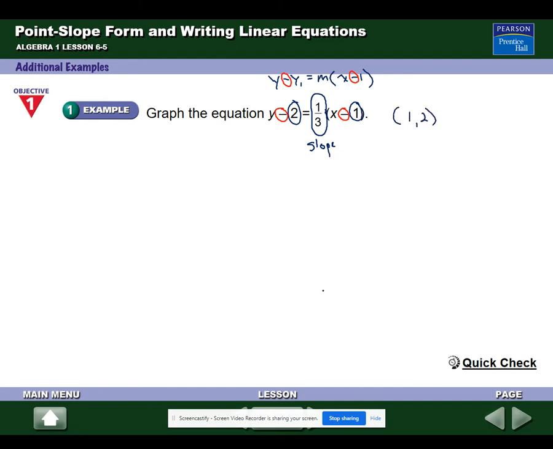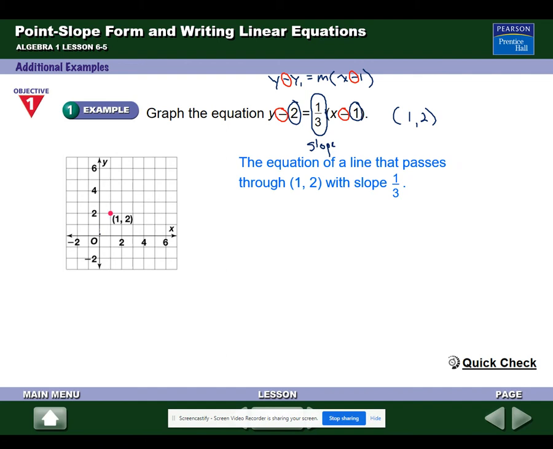So that's everything we need. We can plot the point 1, 2. We can plot other points from that using the slope of 1/3, and that would look like this. Here's the point 1, 2.